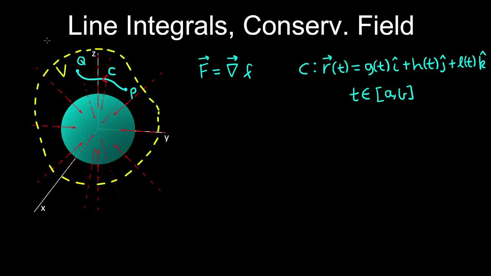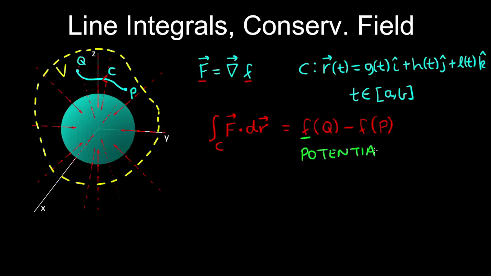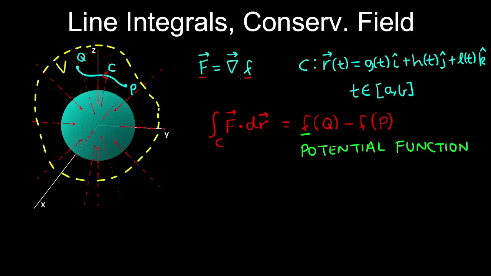In this case, given the vector field is the gradient of a scalar function, the line integral, being the integral of the dot product of F and a displacement vector along the curve, only depends on the values of the scalar function at point Q and point P. Effectively, f is called the potential function of the gradient field F. An example of a potential function is a gravitational potential, being a scalar function whose gradient field is a gravitational field.